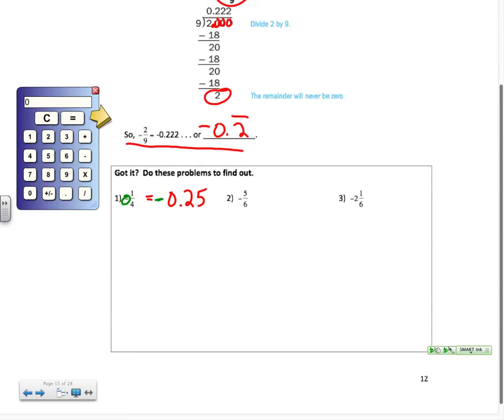If you wanted to use your calculator, the fraction bar means divide. So on your calculator, do 1 divided by 4. Put your 1 in first. 1 divided by 4 equals 0.25. You don't see a negative up here, but you know it's negative because that's in the problem. Okay. Let's go to the next one.